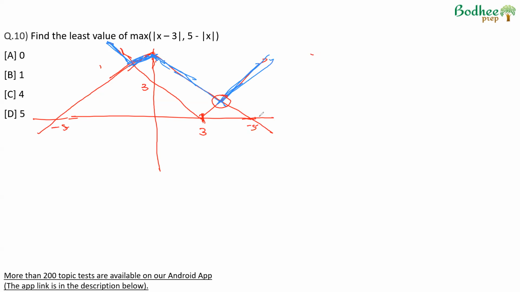At this point, x is greater than 3, less than 5. Therefore x minus 3 will be positive. Since x is greater than 3, x minus 3 will be positive, and x is greater than 0, so mod of x will also be positive. Both are positive. So x minus 3 is equal to 5 minus x, which gives us 2x is equal to 8, x is equal to 4. At x is equal to 4, we will have the least value of the maximum function.